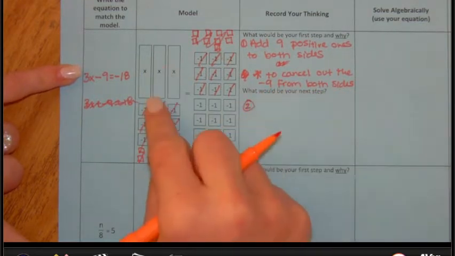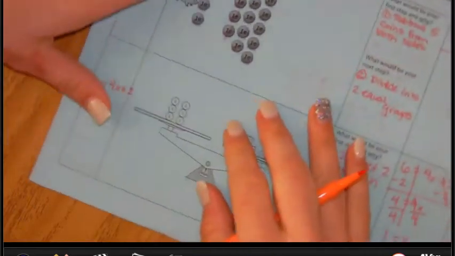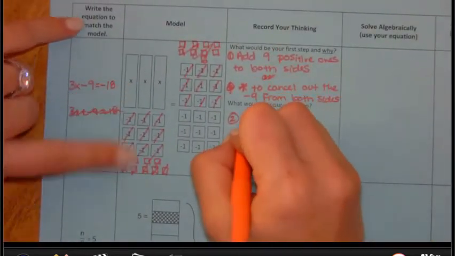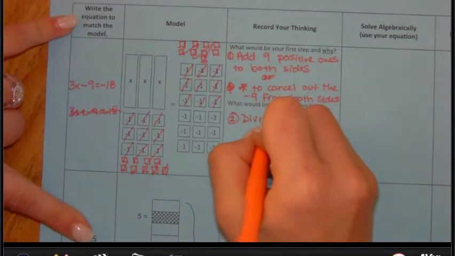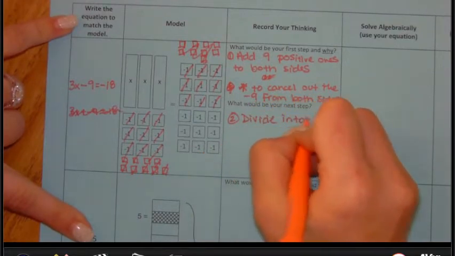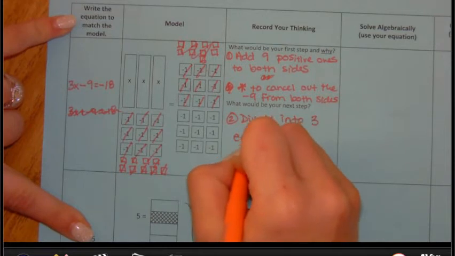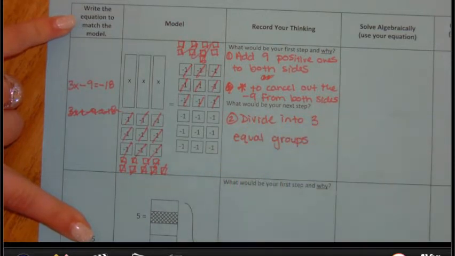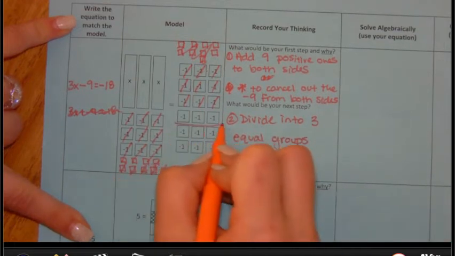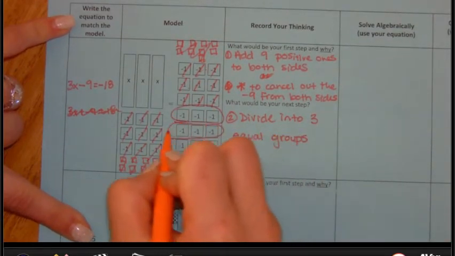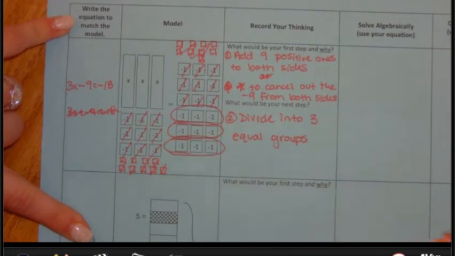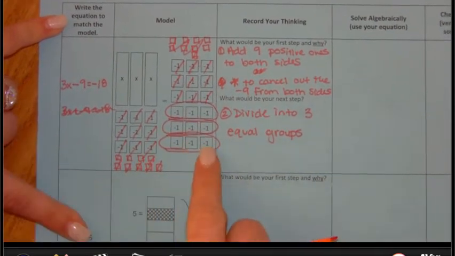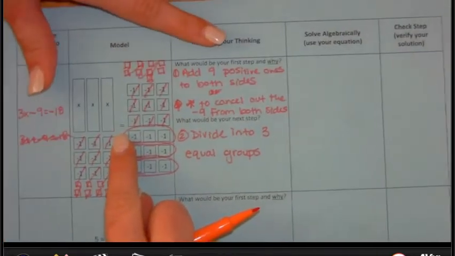Well, my next step is going to be the same thing as I would on this side, where I divide it into 4 equal groups. I'm still going to do the same thing. I'm going to divide into 3 equal groups. Okay, creating 3 equal groups of negative 1s, to see that I have 3 negatives equal 1x.